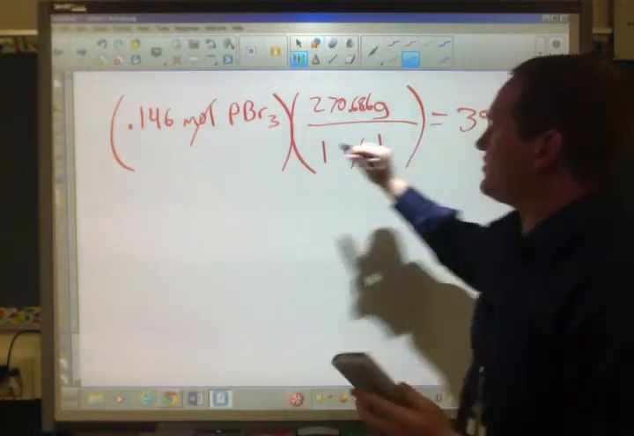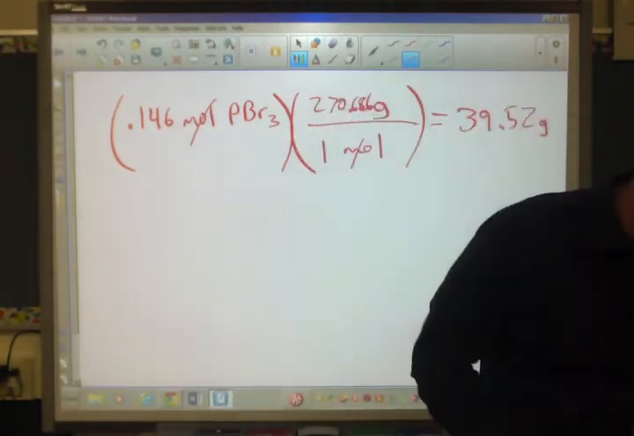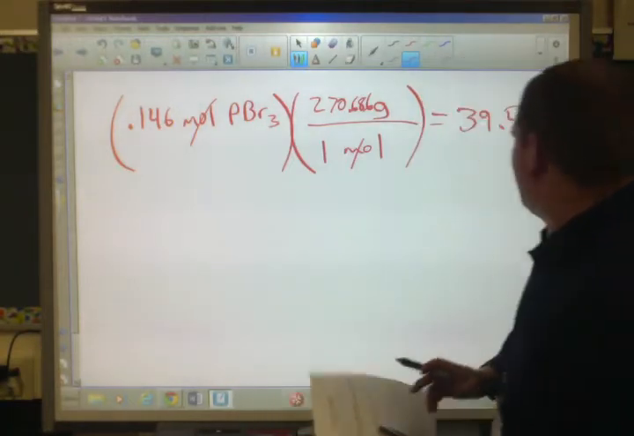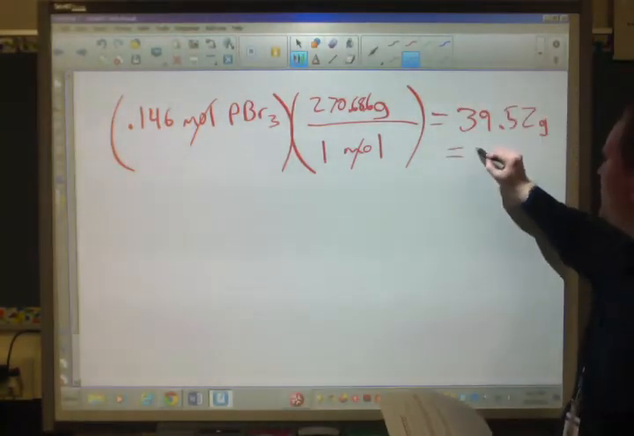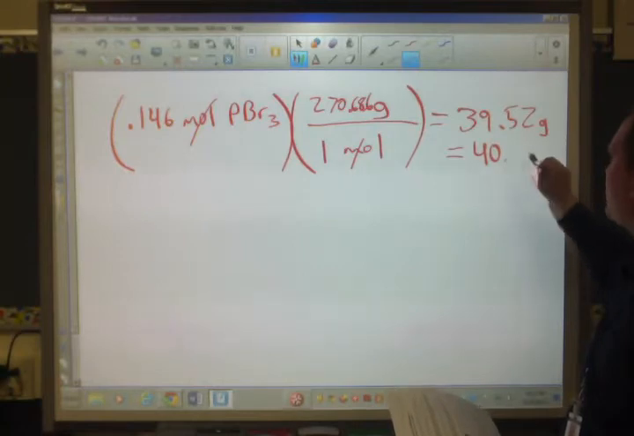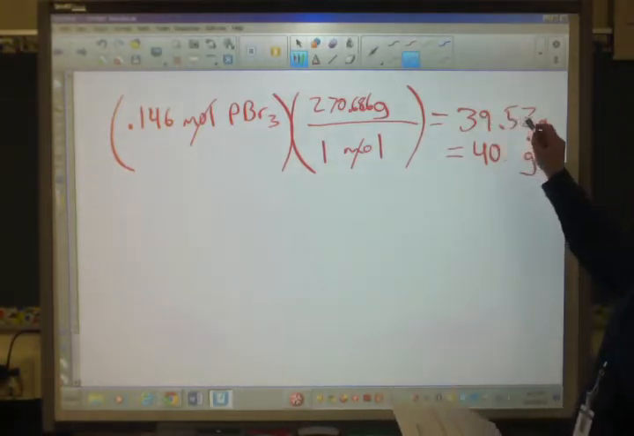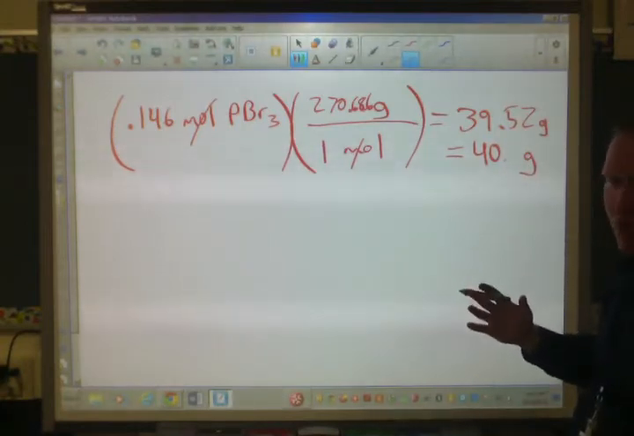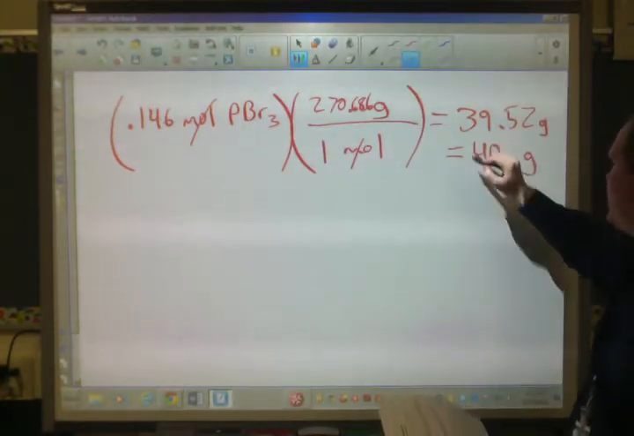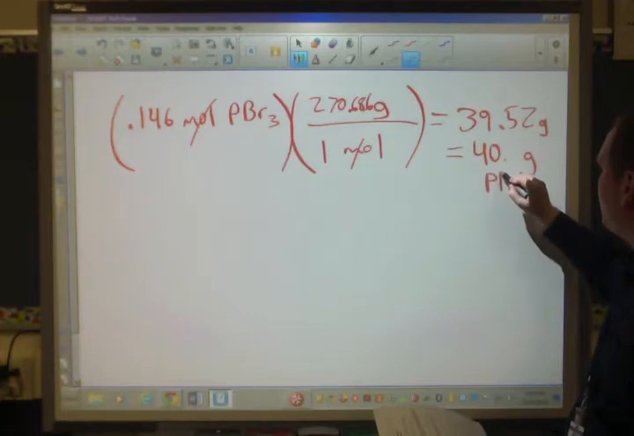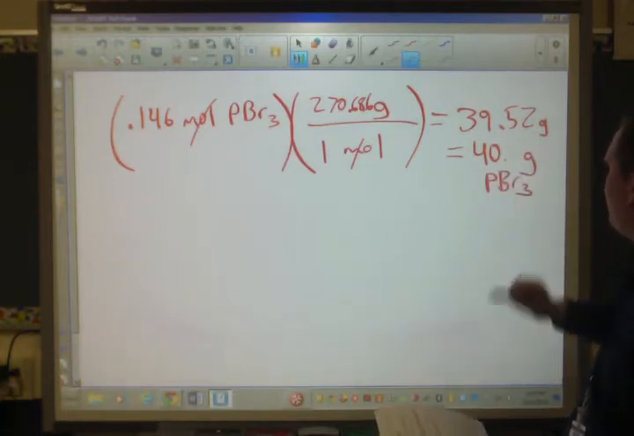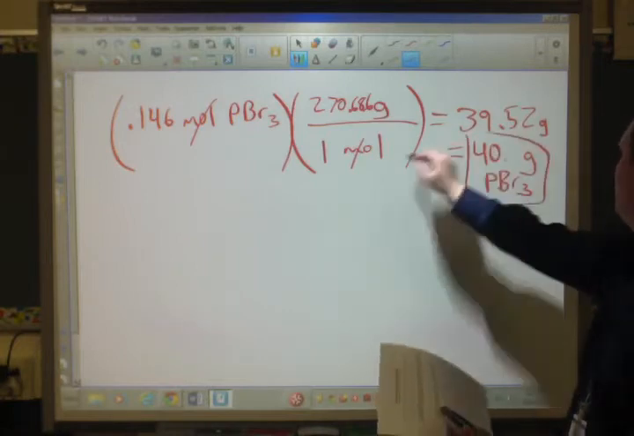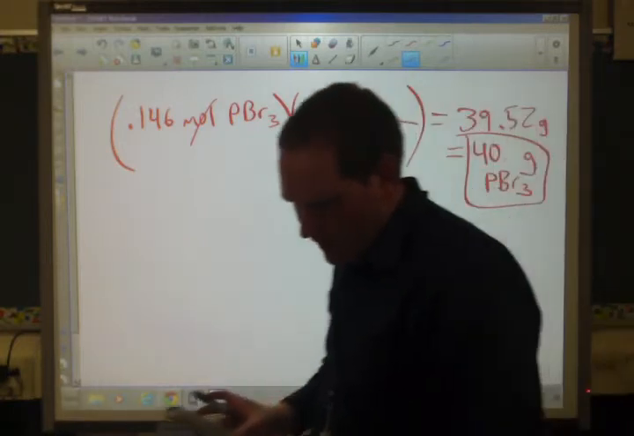39.52 grams. Let's look back at our original problem for sig figs. I'm given 5.0 and 35, so we're going to cut this off at 2 sig figs. I have to turn this into 40. grams, because that 5 makes it round up. And I can't just write 40 because that'd be 1 sig fig. So 40. grams of PBr3, phosphorus tribromide. That's your answer. Number 8.